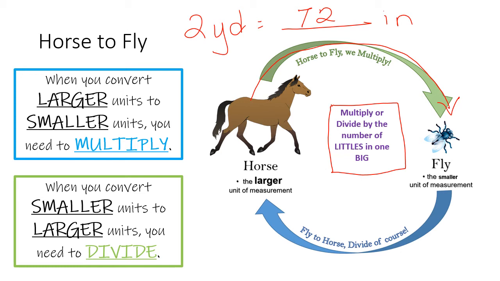You should say it with me. You know, if we were in the classroom, we would be singing it and clapping, and Noah would be dancing. So horse to fly, we multiply. Fly to horse, divide, of course.